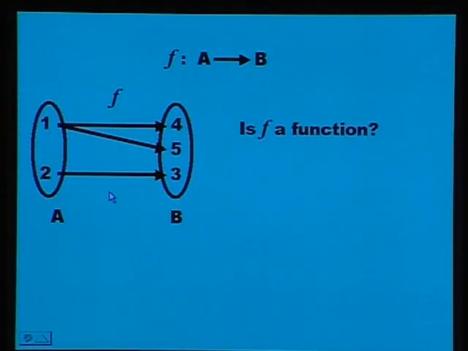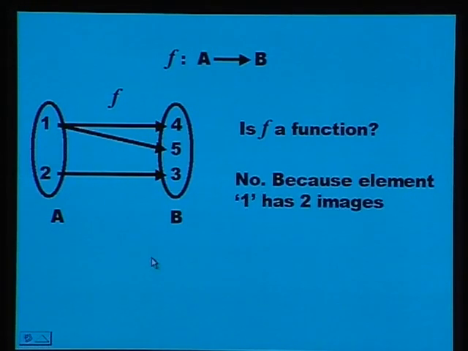Is f a function? We know that element 2 has been associated with 3 in set B, but element 1 has been associated to 2 elements in the codomain. Therefore, we conclude that no, f is not a function because element 1 has 2 images.